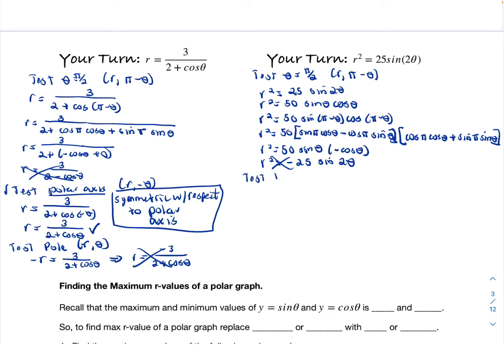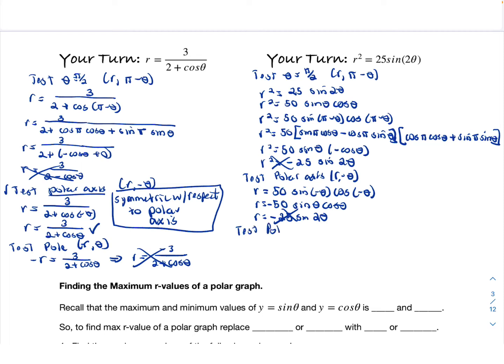So now we're going to test and see if it's symmetric with respect to the polar axis by replacing every r with r and theta with negative theta. r squared is equal to negative 25 sine of 2 theta. That should be r squared, not r. And so that did not work out. So now test with respect to the pole, replacing every r with negative r and every theta with theta. I get r squared is equal to 25 sine of 2 theta, so that is symmetric. That is the original, so we can say that this is symmetric with respect to the pole algebraically.